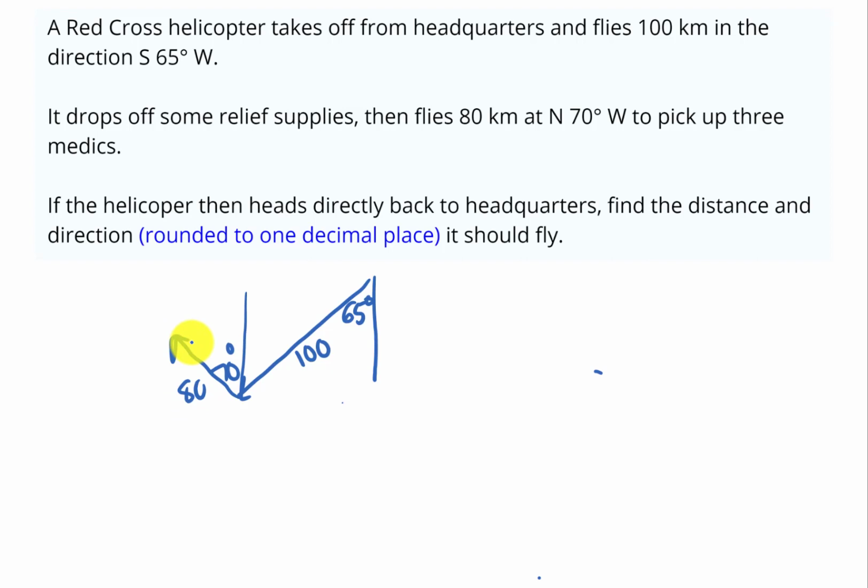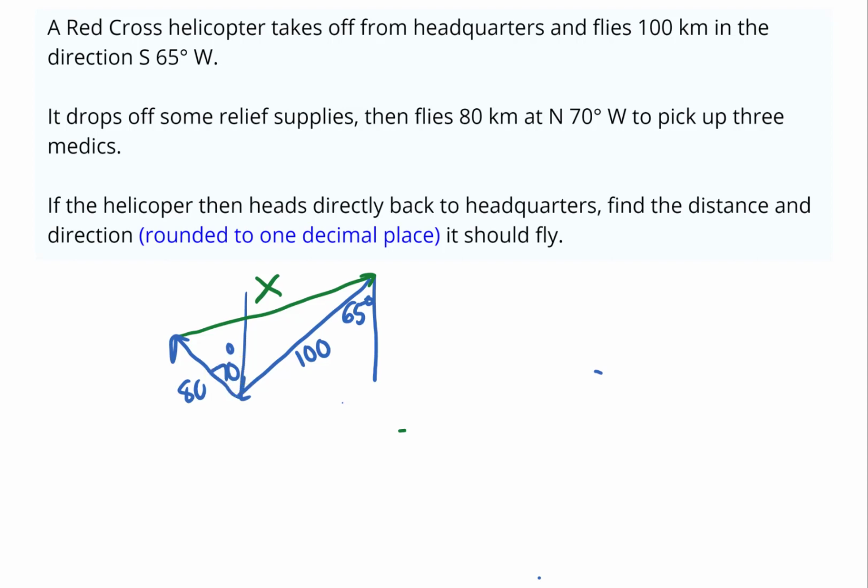If the helicopter then heads directly back to headquarters, find the distance and direction it should fly. So going directly back to headquarters, we've got a vector that goes across here, and we want to know its length, and then we're going to need to know an angle for its direction. As I look at this, these 3 vectors make a triangle, and I have a side 80 and a side 100. I don't have the angle.